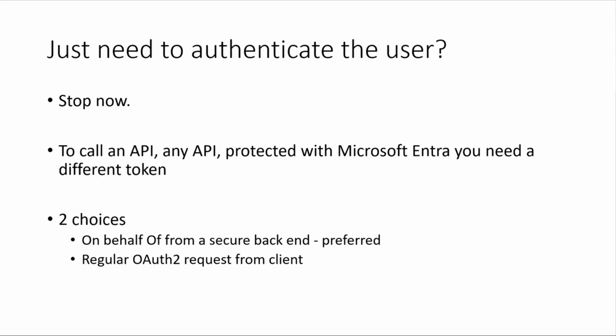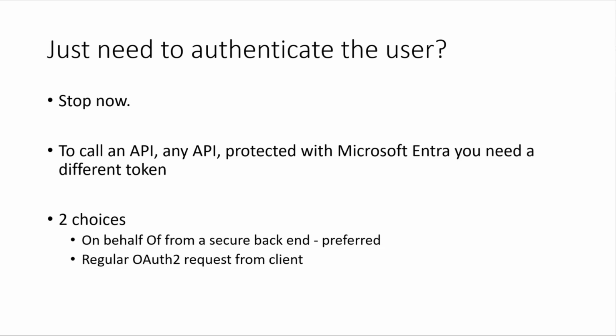Now, if all I need to know is who the user is, I'm just going to authenticate the user. Say I'm not going to call Microsoft Graph. I'm not going to call any other resources that are protected with Microsoft Entra, any other API. I'm really ready to stop here. I now know who the user is. I got a valid token from the user's identity provider. I'm good to go.